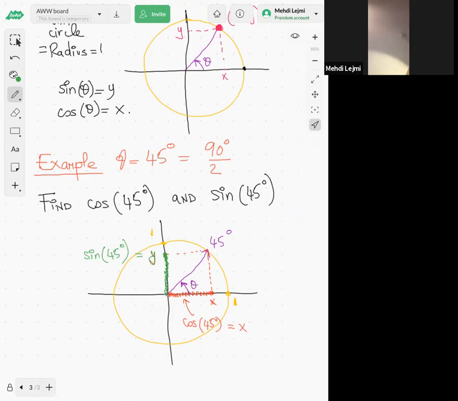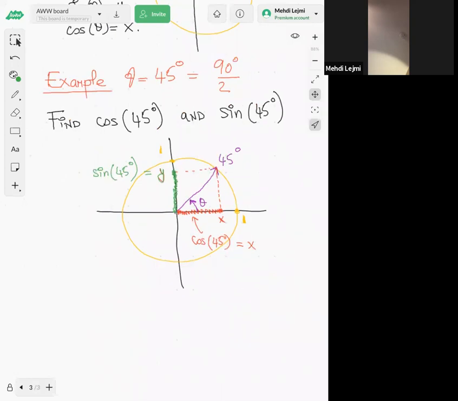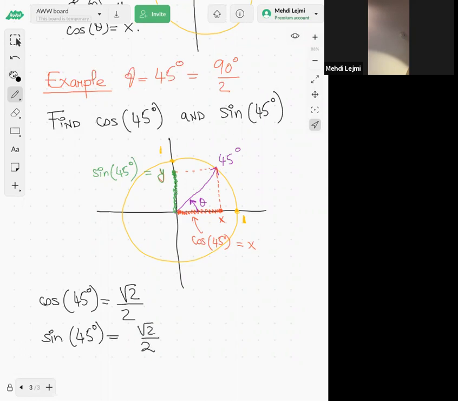So you can measure your x, you can measure your y, and so for this example, when theta is 45 degrees, then cosine of 45 degrees is going to be square root of 2 over 2, and sine of 45 degrees is also going to be equal to square root of 2 over 2. Yeah, so that's the definition of cosine and sine.